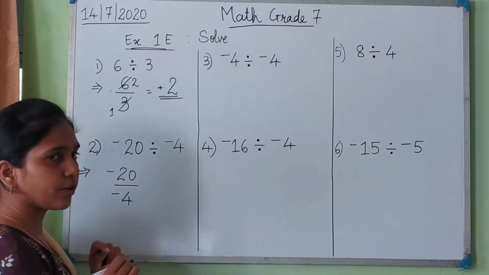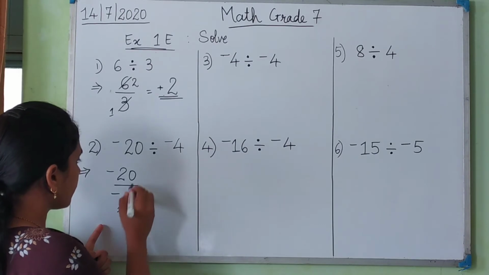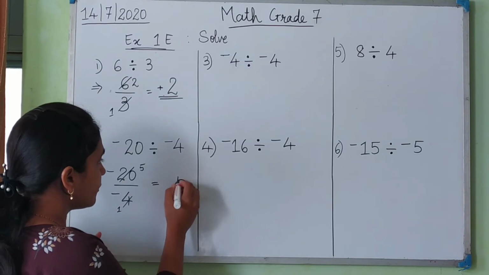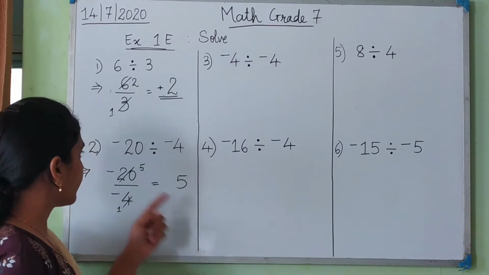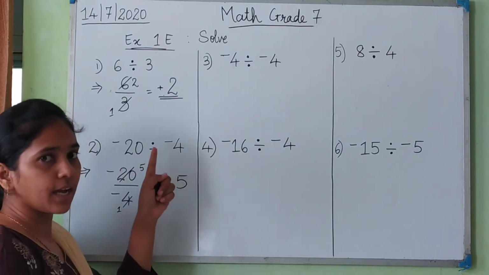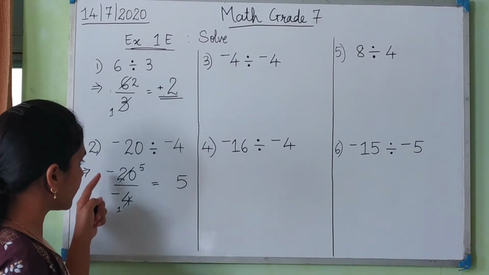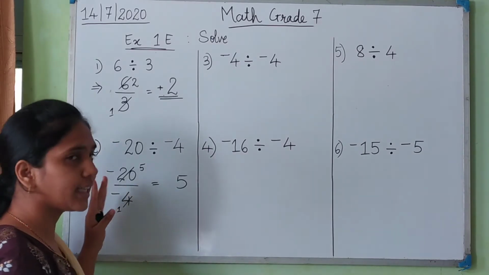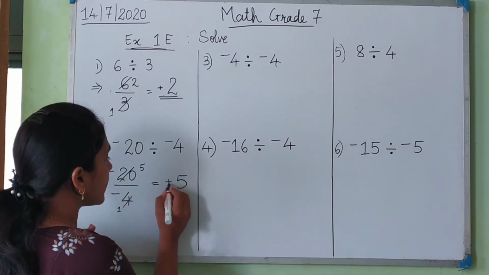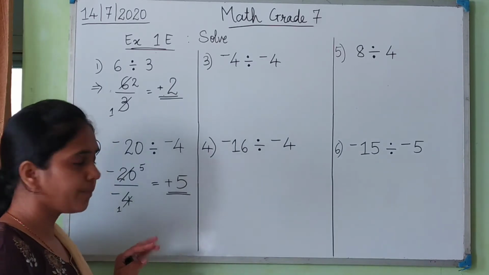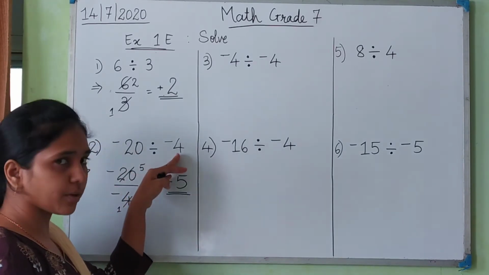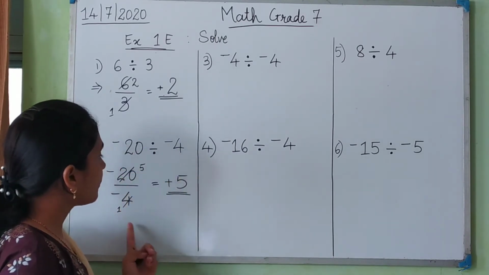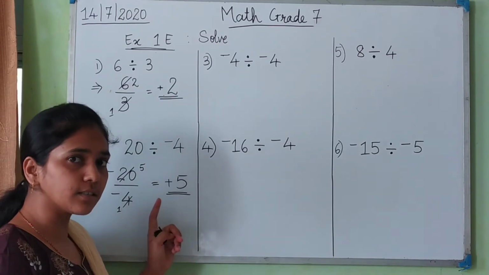So 20 divided by 4 is how much? 4 ones is 4, 4 fives is 20. Okay, so the answer of the division is 5. But here both the numbers have negative signs. So the signs of both the numbers, in the numerator as well as the denominator, will get cancelled and the final answer will have a positive sign. Okay, that means when both the numbers that are getting divided have the same sign, here both are negative, the sign of the final answer is positive.